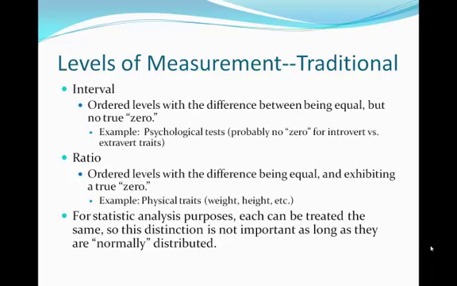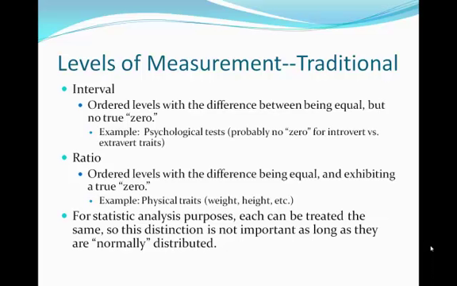The highest levels of measurement from a traditional standpoint are interval and ratio. Interval measurements are ordered levels with the differences being equal, but there is no true zero. An example of this might be psychological tests. If you were taking a Myers-Briggs type indicator, you probably did not score 0 for introvert or extrovert traits. There's probably some components of each of those in everyone.